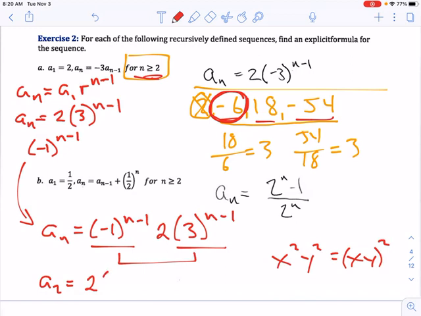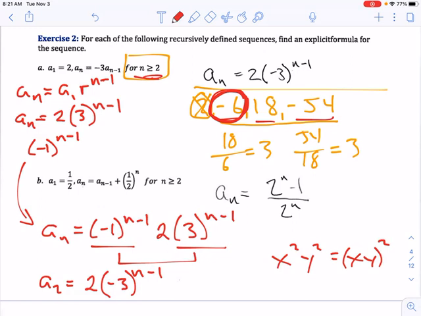So I'll write 2 times negative 1 times 3 is negative 3 raised to the n minus 1 power. And there we have our sequence. Now, you can check this by plugging in values of n starting at n equals 2. When n equals 2, we have 2 times negative 3 to the 2 minus 1, which is 1. Negative 3 to the first is negative 3 times 2 is negative 6. And that gives us this first term here. And so we can continue checking those.